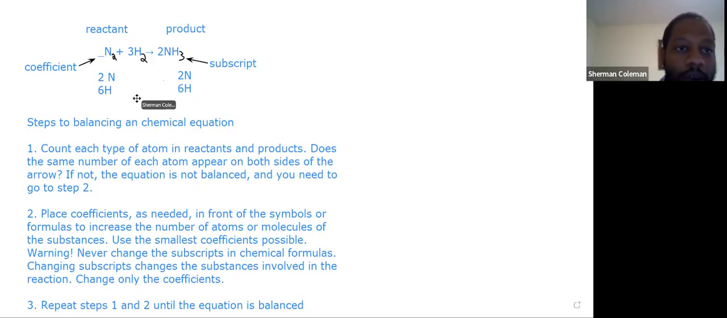So now we can see that we have 2 nitrogens on the reactant and the product side, and 6 hydrogens on the reactant and product side. Our equation is now balanced. So our balanced equation is N2 plus 3H2 yields 2NH3. So those are the steps to balancing equations.